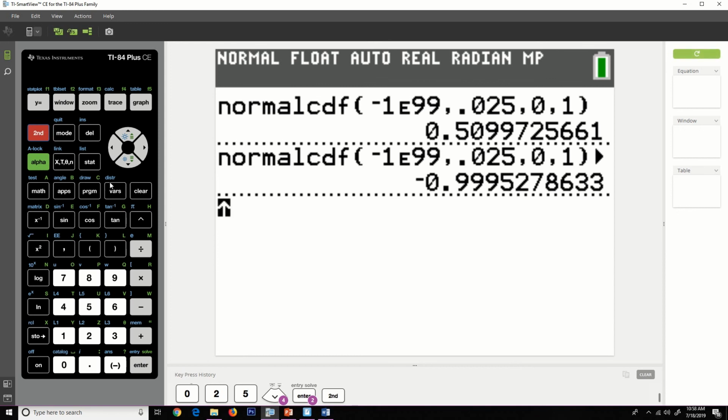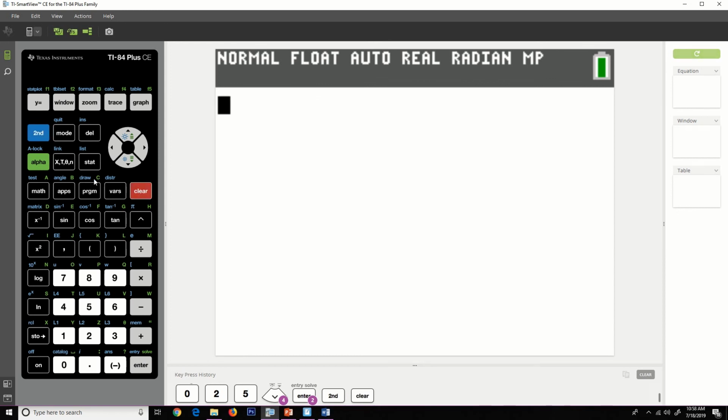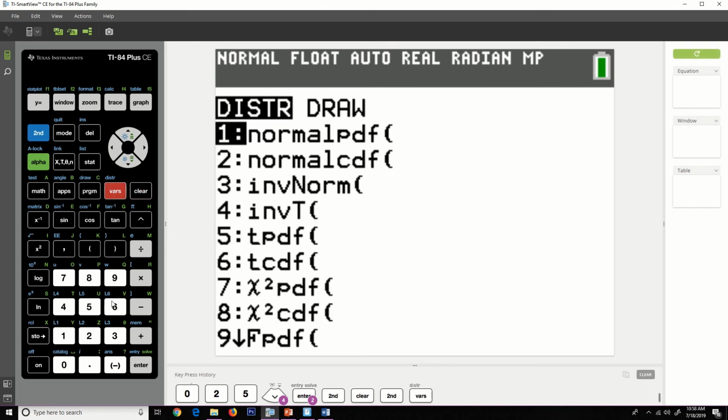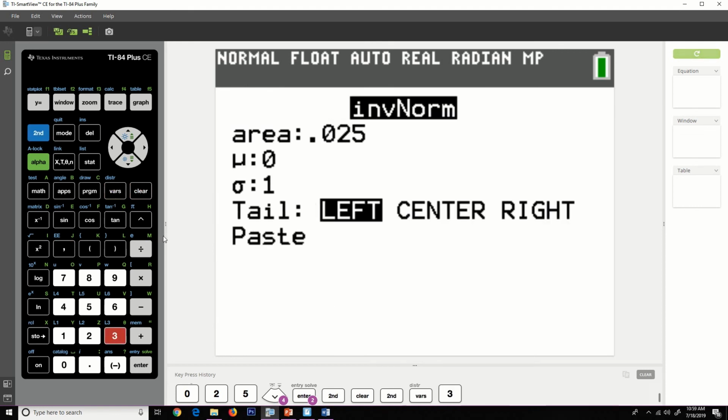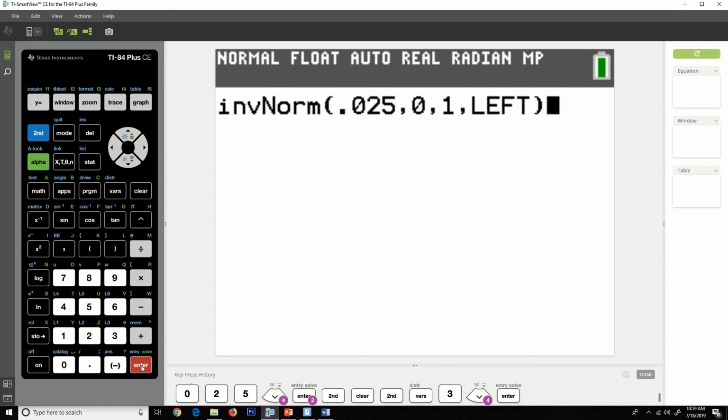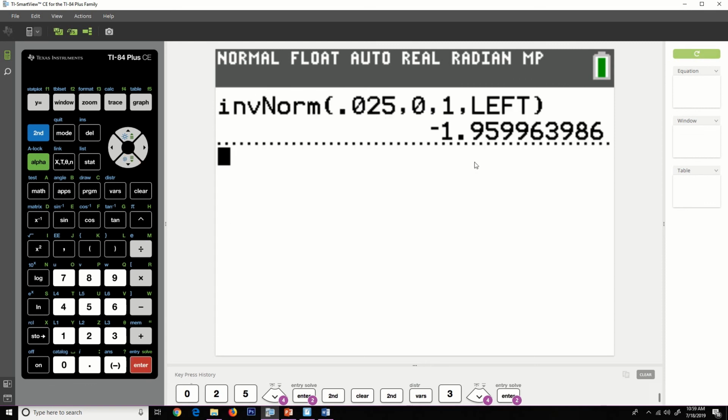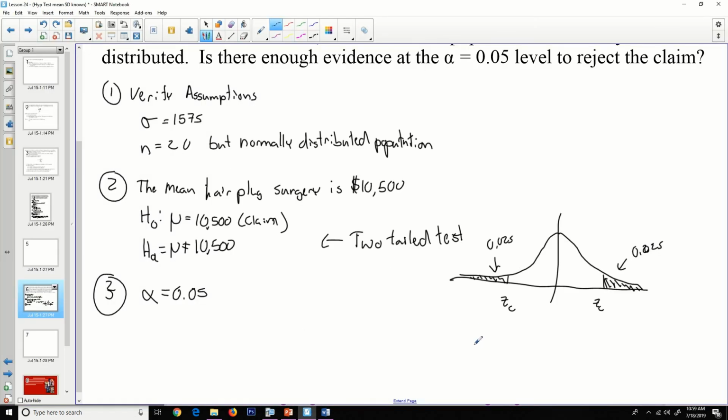All right, so what we'll do here is we'll go second, then distribute, and we're going to do inverse norm. We want our area to be 0.025, and there's our z critical. It's negative 1.9600, that's the negative one, and then a positive one, again, symmetry, 1.9600.